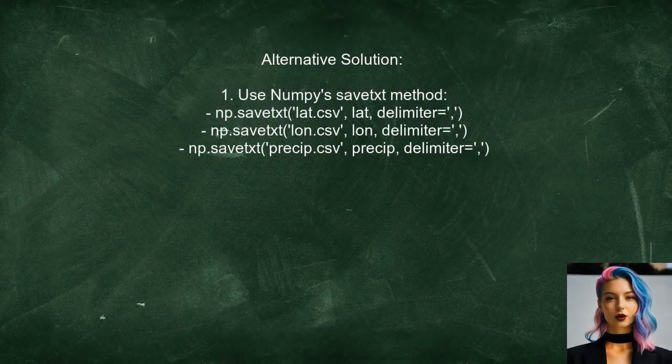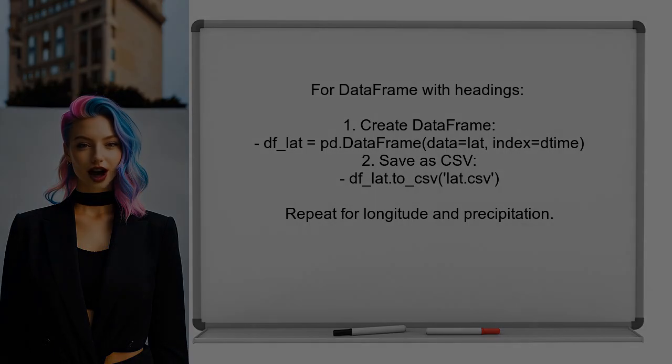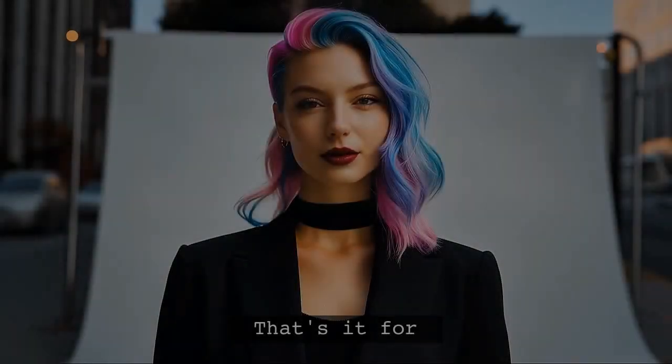An alternative approach to convert your NetCDF file to CSV is to use NumPy's savetxt method. This allows you to save your latitude, longitude, and precipitation data directly to CSV files without any headings or index columns. If you need to include headings and an index, you can create a data frame using Pandas. This way, you can save your data with proper labels. That's it for that response.